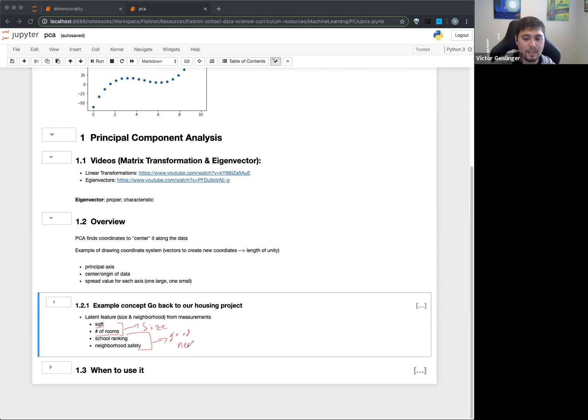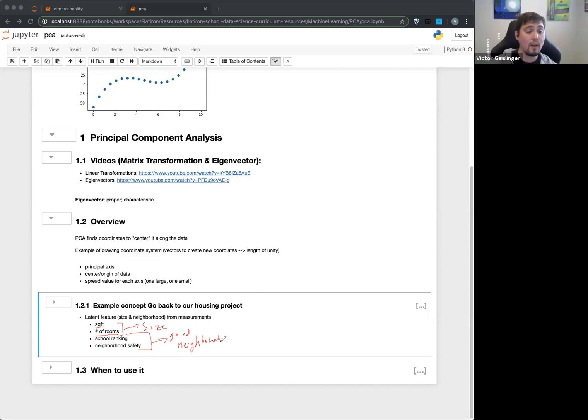And actually, I've seen people on the Mod 1 project, wow, taking a long time to spell neighborhood. There we go. But I've actually seen people try to make this metric. They try to say, hey, can I combine these together and make a new feature? And that's actually what principal component analysis is doing.